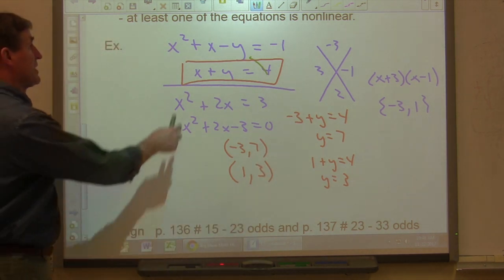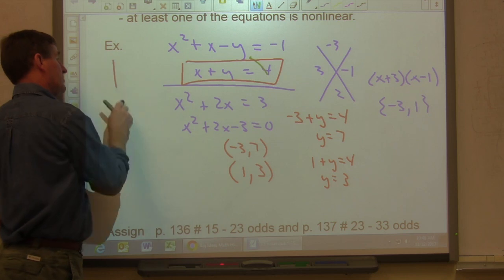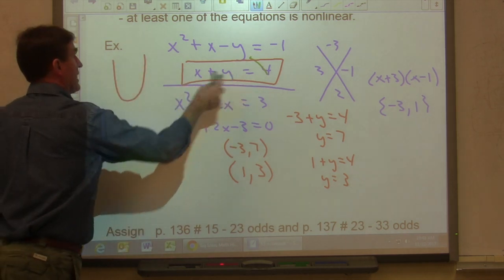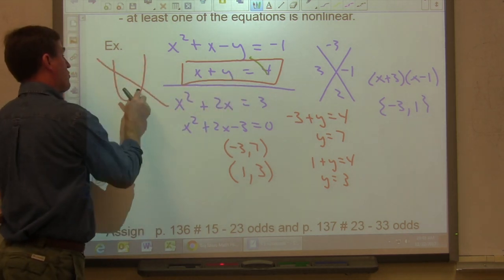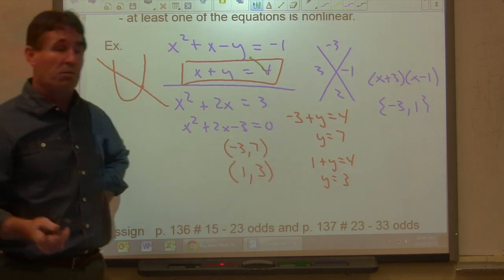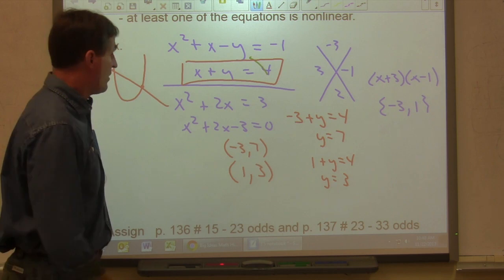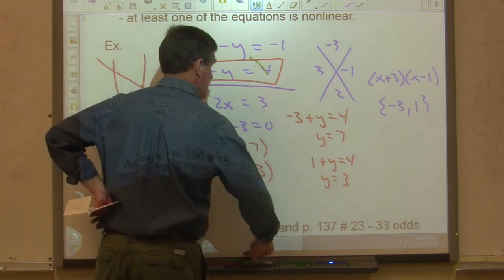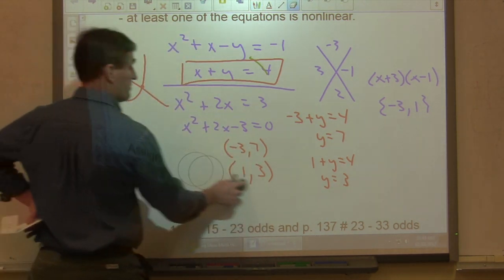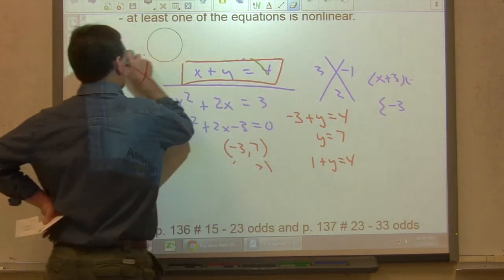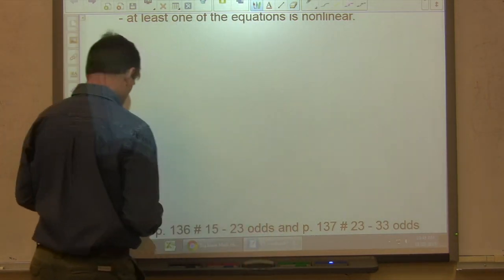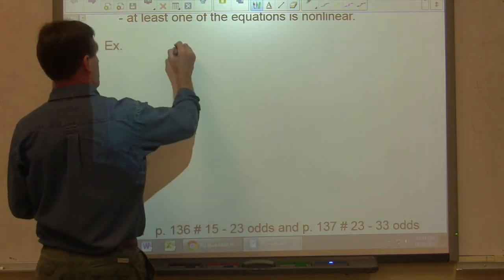Because if you think about this, this is going to be a parabola. And this is going to be a linear line. And so it's going to cross in 2 points that are ordered pairs. And so you'll get ordered pairs for your answer here for x and y. So that's one example. So let's go through another one.